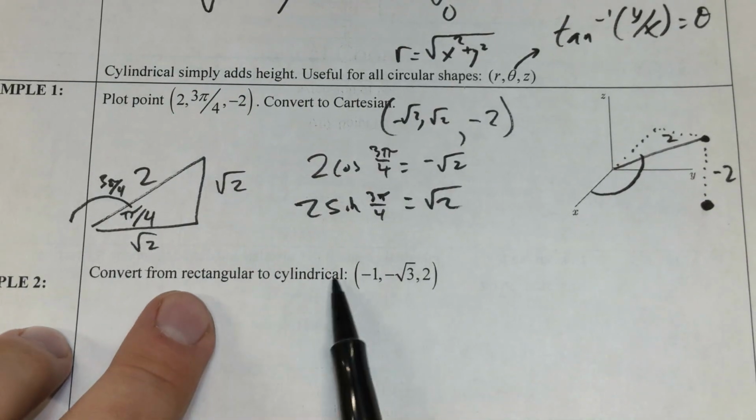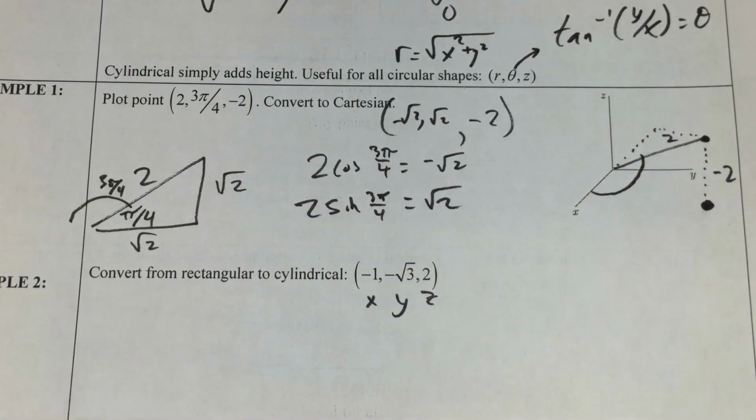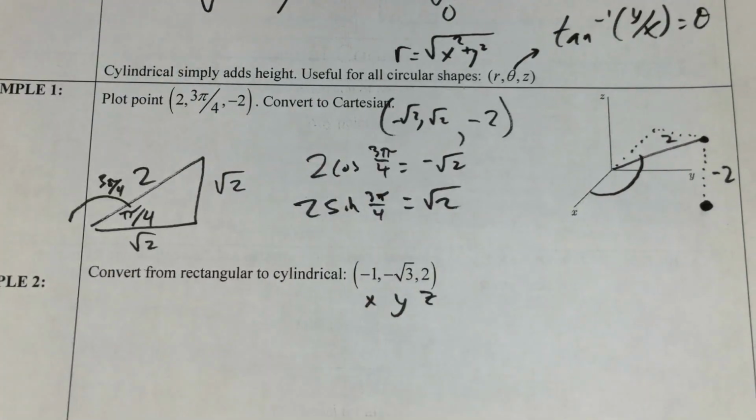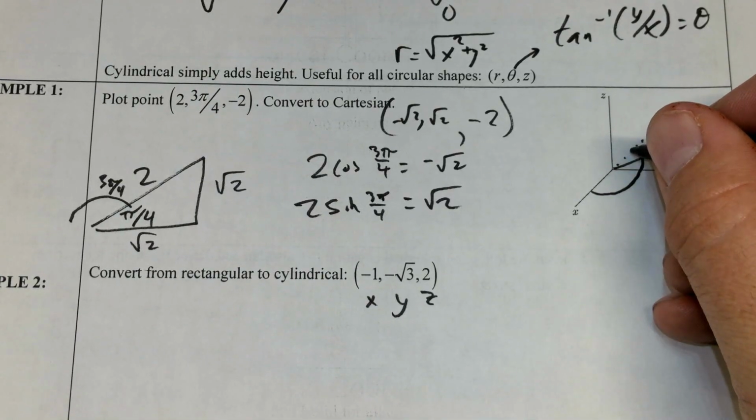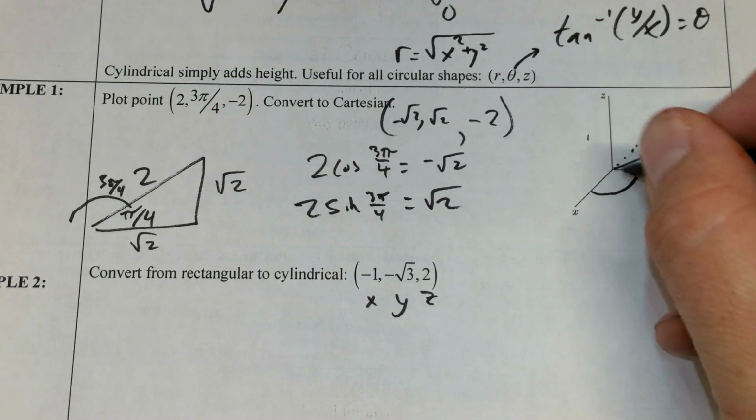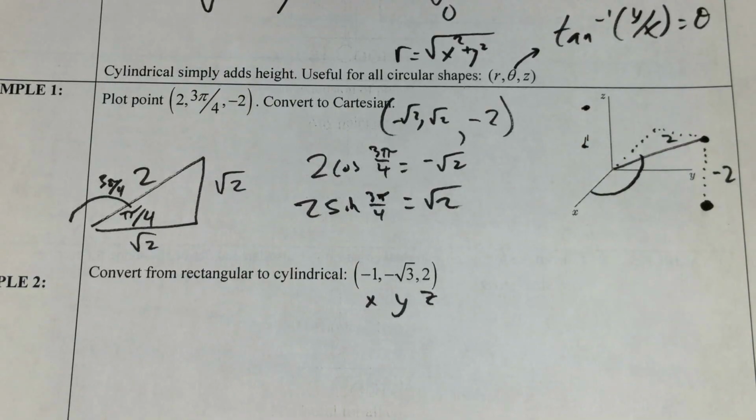All right, convert from rectangular to cylindrical. So now I get my x, now I get my y, now I get my z. If you want to go quickly, you can memorize and just start plugging into your formula. Or you can have that holistic knowledge. You can understand that this thing is back 1, back square root 3, up 2. So it's somewhere up here.